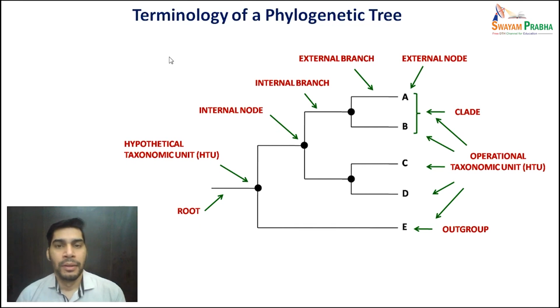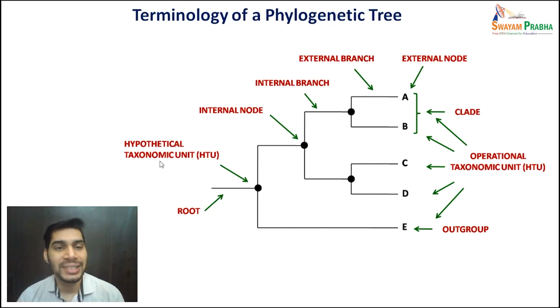Now let us see elaborately how a tree is being labeled. What are the different terms that we use when we represent a phylogenetic tree? If a tree is rooted, that means if it has a root to it, just like a normal tree or the common ancestry, this is called as root.